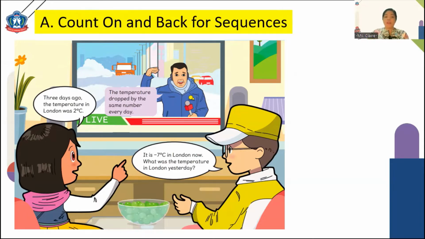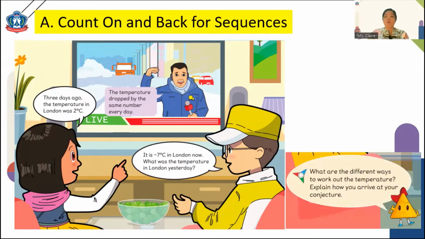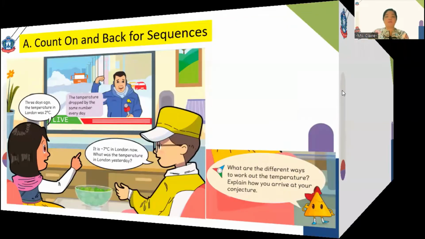So how are we going to answer this? What are the different ways to work out the temperature? Explain how you arrive at your conjecture. So if you know the answer, children, you can share that during our class.